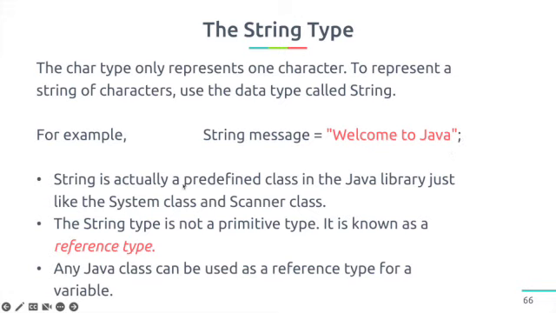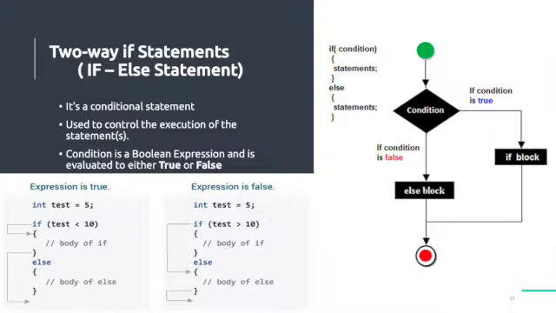So String is actually a predefined class in the Java library. It is predefined. We don't have to create a String class. It is already there, such as the System class and the Scanner class. The String type is not one of the primitive types, and if you can remember in part 2, we showed what are the primitive types.